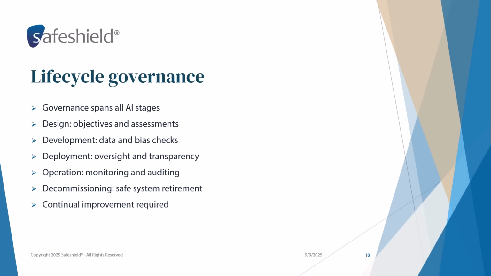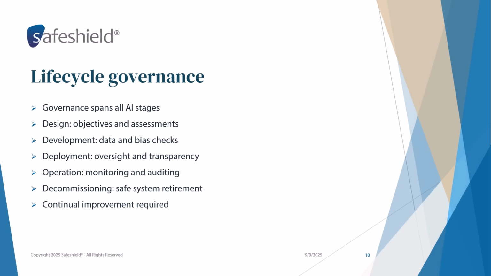Once systems are in operation, governance ensures continuous monitoring, auditing, and risk management, as well as incident reporting when issues arise. Finally, in the decommissioning phase, governance ensures responsible disposal, including secure deletion of data, revocation of access rights, and documentation of lessons learned. This lifecycle approach ensures that governance is not a one-time exercise, but an ongoing process. It also aligns with international standards like ISO 42001, which emphasize continual improvement.